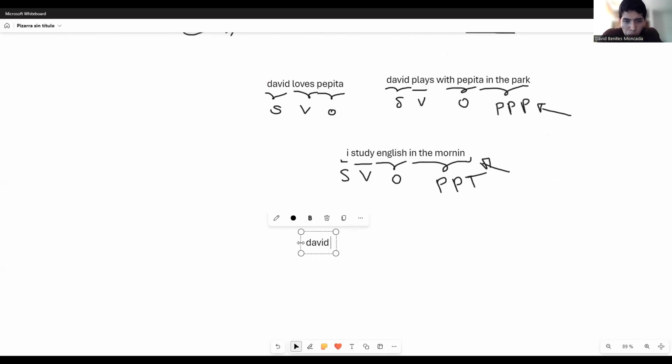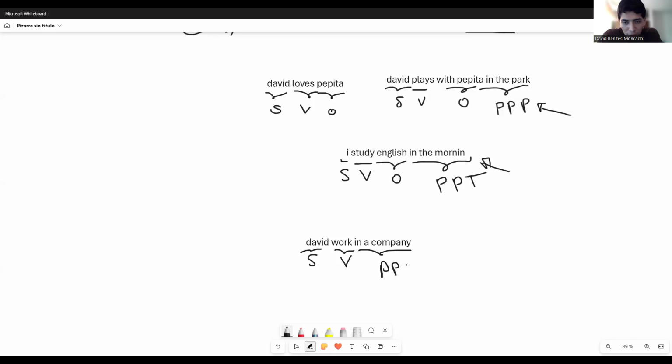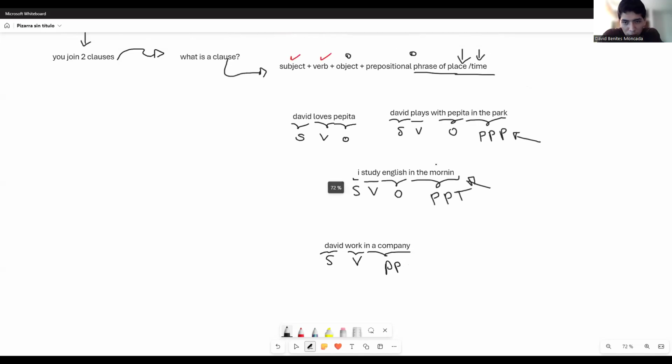David works in a company. David is the subject. Works is the verb. And in a company is a prepositional phrase of place. That's great.